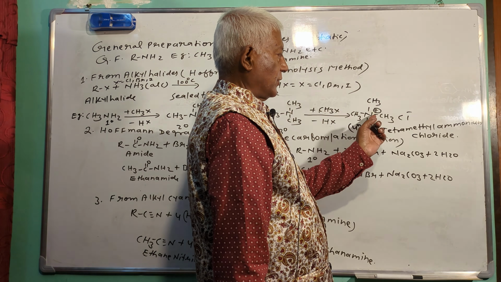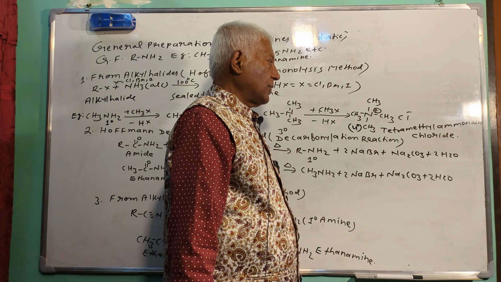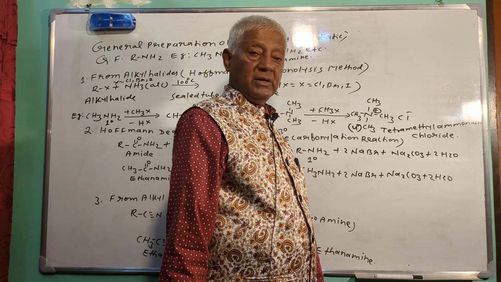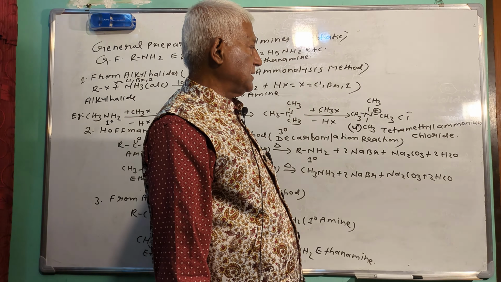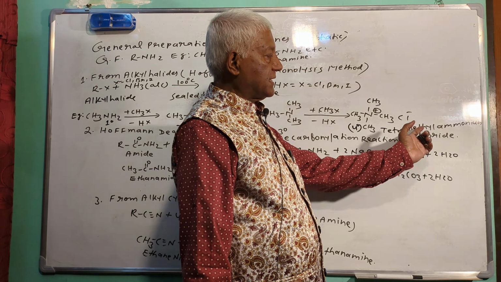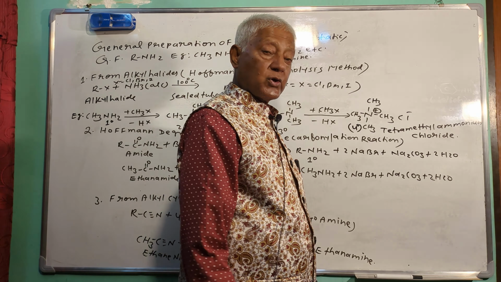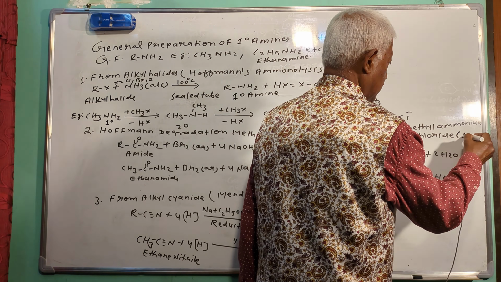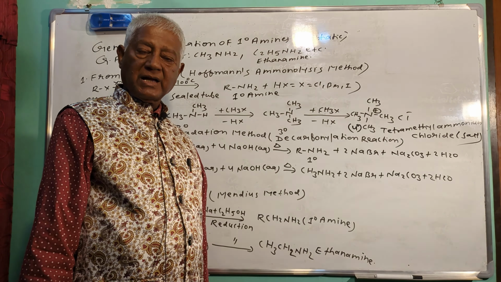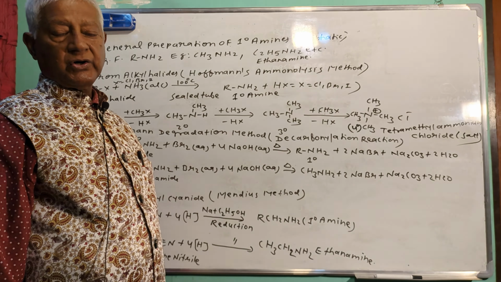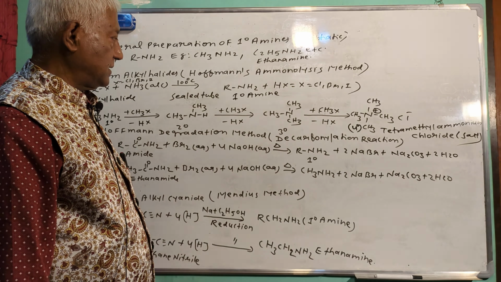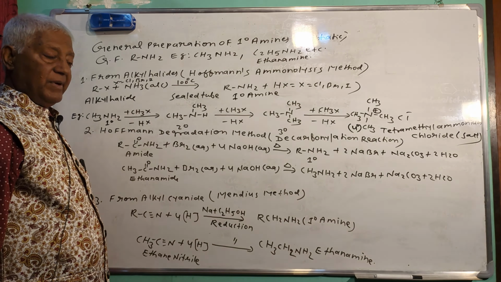There are four methyl groups, and the valency of nitrogen over here is positive 1, while chloride is negative. What type of compound is it? It is a type of organic salt: tetramethyl ammonium chloride. So by this method we can synthesize first degree, second degree, third degree and fourth degree amines. A very important reaction given by Hofmann.